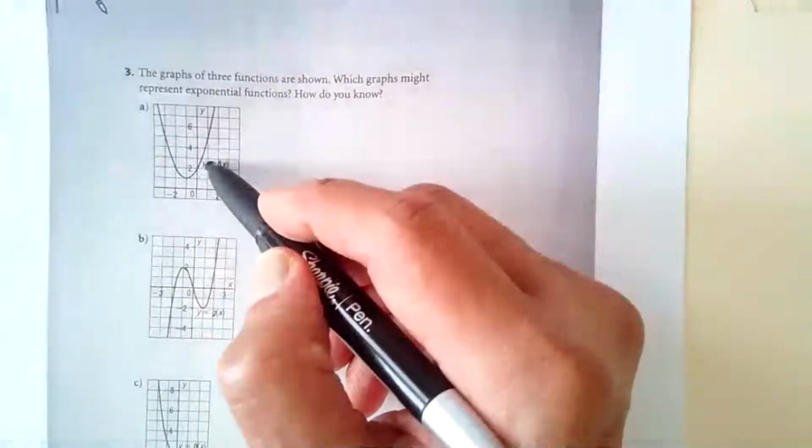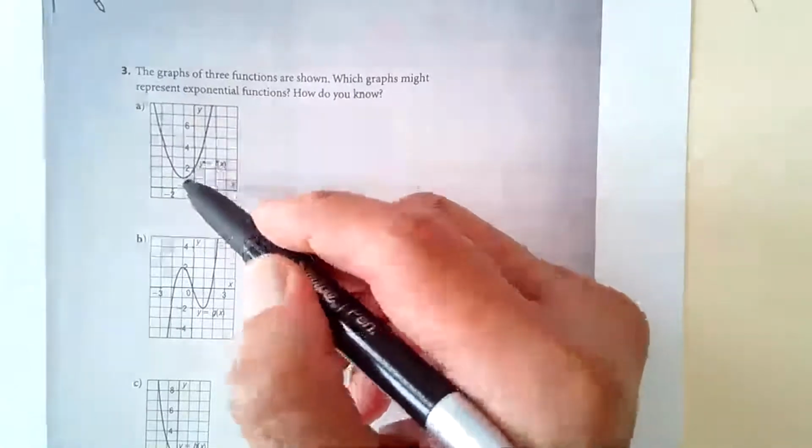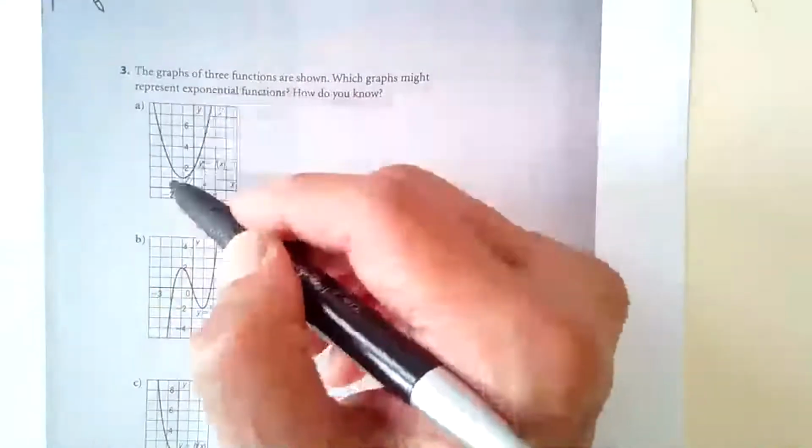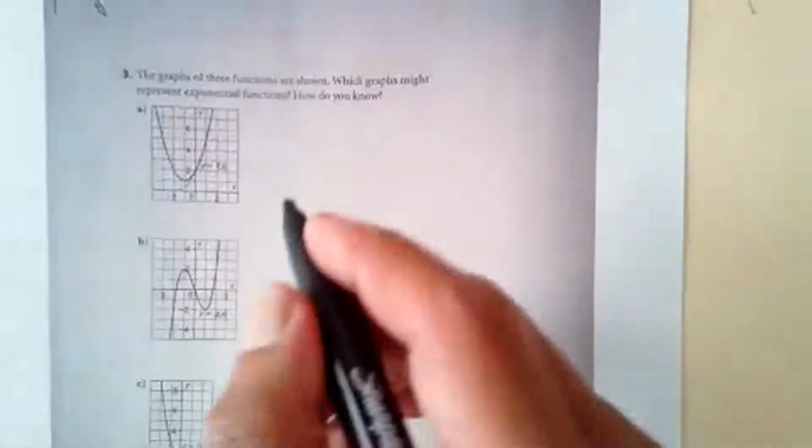Now, we have 3 graphs here, and the graphs of 3 functions are shown. Which graphs might represent an exponential function? How do you know? This is a quadratic, and it's a parabola. So it is not always increasing and not always decreasing, because it's doing both. It's actually increasing and then decreasing. So we can say this is not an exponential, because a function must be increasing or decreasing. And this graph is not always increasing or decreasing.